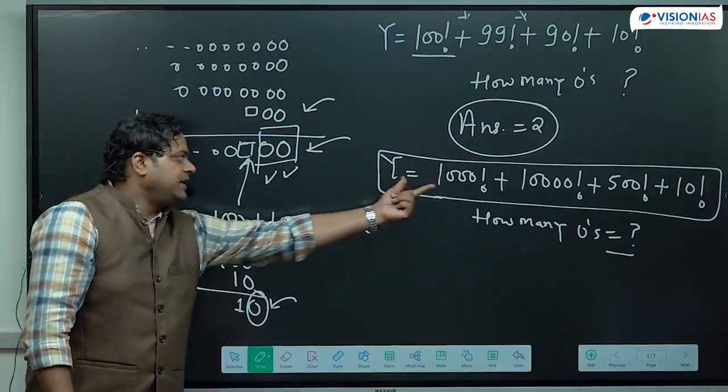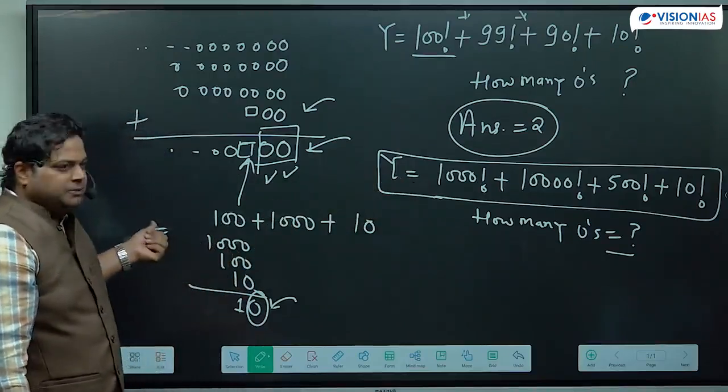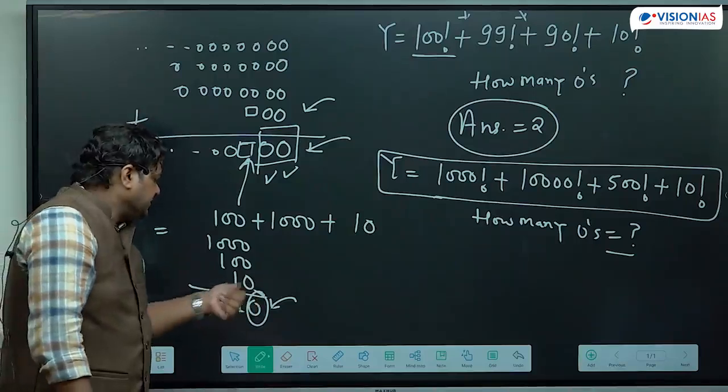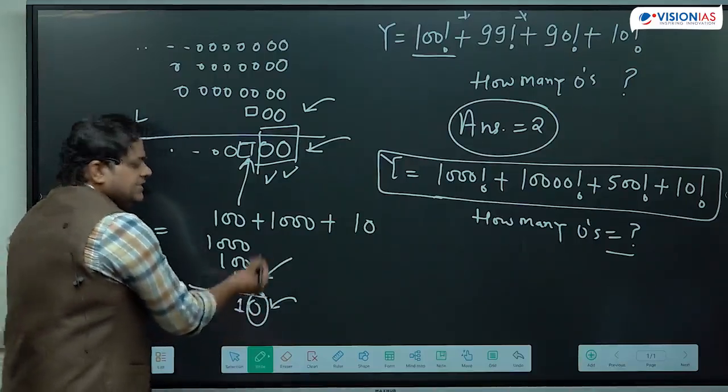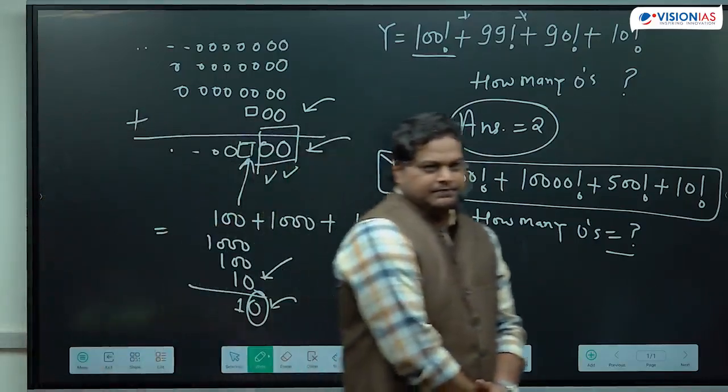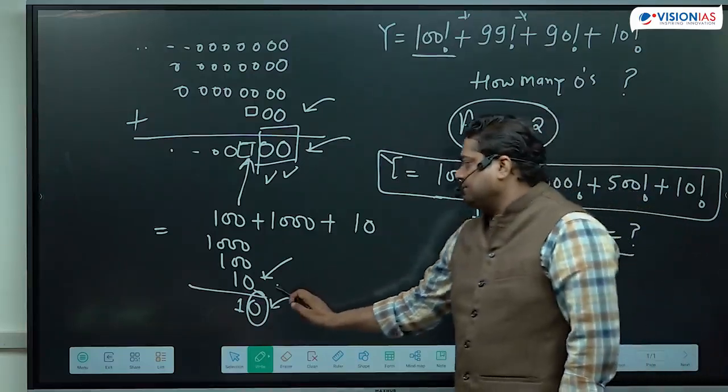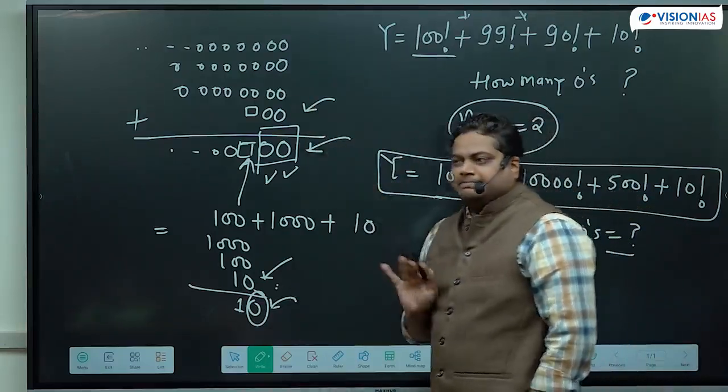100 factorial, 1000 factorial have so many zeros. So how many zeros will be at the last? That will get decided by the number which is having the least number of zeros. We are applying the same thing here and getting the answer.